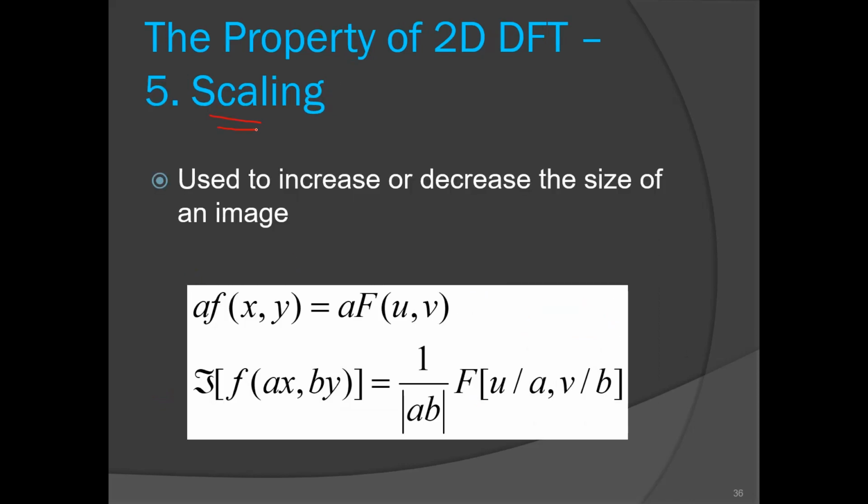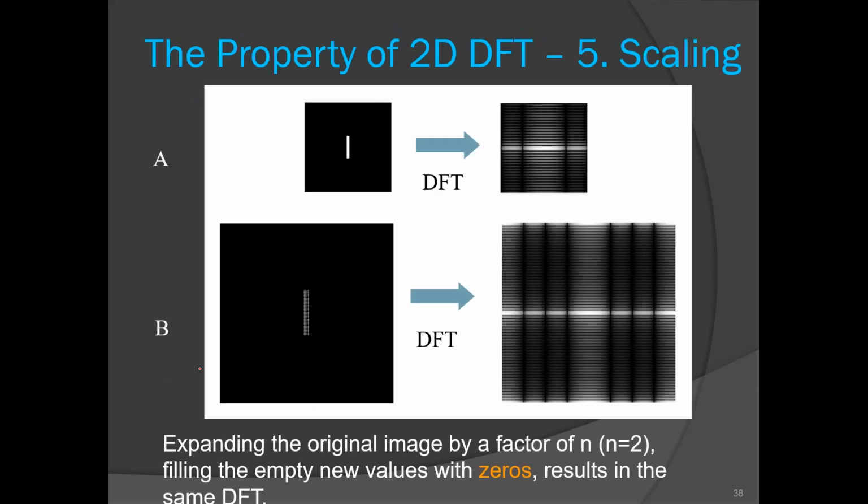The next property is the scaling property. If we multiply the original signal by a scalar a, that is equal to the Fourier transform of the original function multiplied by the same scalar. And if we scale the individual components, that is equivalent to this equation. We don't have directly a u and b v here, so the equation is like this. This is the scaling property.